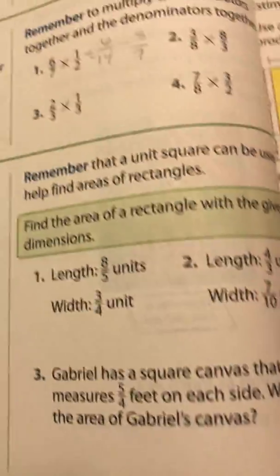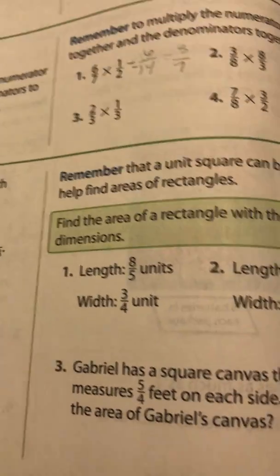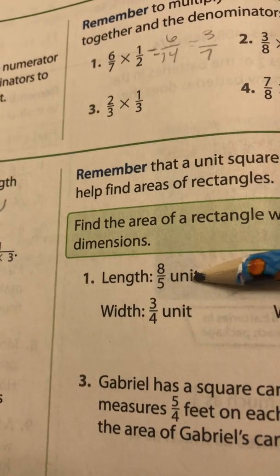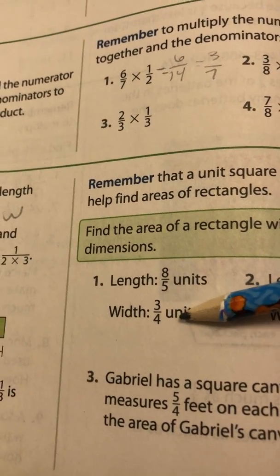Okay. And so here, what we're going to do is it tells us to find the area of a rectangle with the given dimensions. So length is 8/5 of a unit, and then width 3/4 of a unit. So we're going to take the length times the side to figure out what the area is.